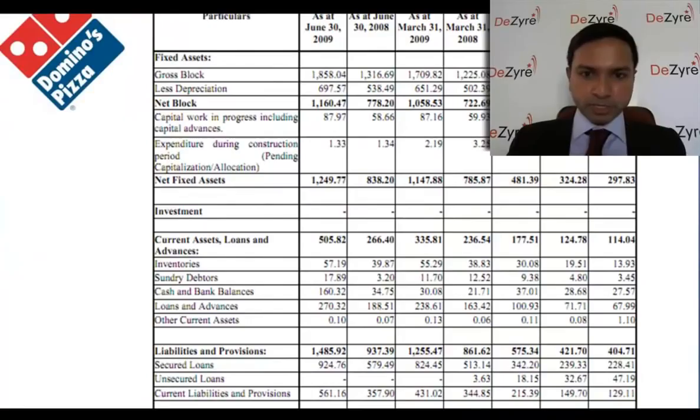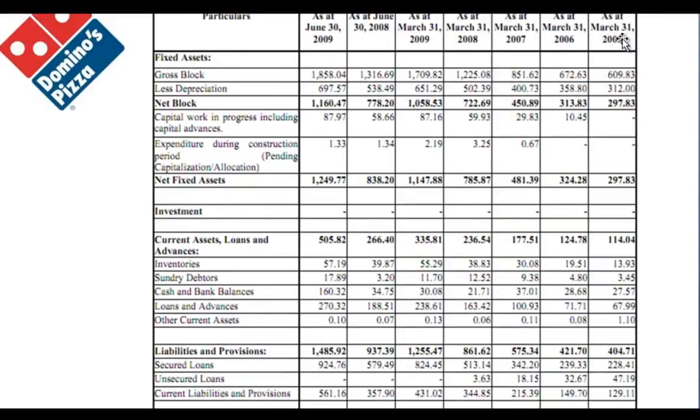Okay, so let's start off here. And to begin with, you remember I said a balance sheet is the status of a company as of a specific date. Right here you see, as of March 31st, 2005, these are the balances of the company. And that goes on from 05, 06, 07, 08, 09. So for 5 years, the company has been kind enough to lay it right next to each other.